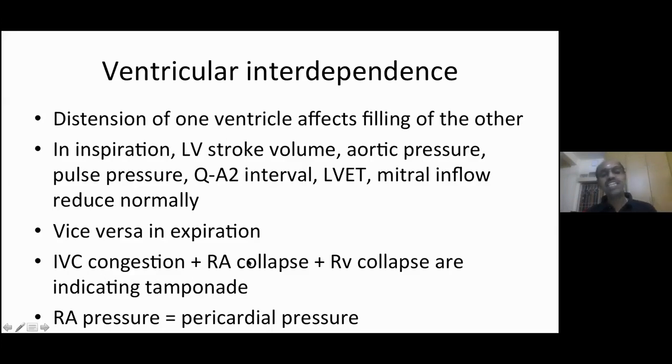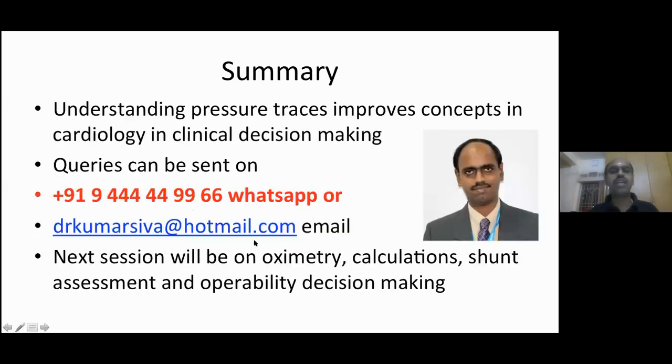The IVC congestion, RA collapse and RV collapse on echocardiography are indicators of tamponade. RA pressure becomes equal to pericardial pressure. Because the RA pressure becomes equal to pericardial pressure, the pericardium is able to compress the right atrium and right ventricle and prevent the right ventricular filling.